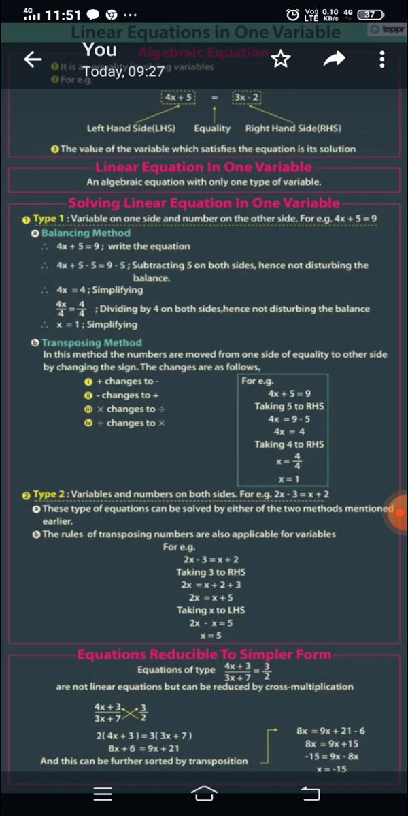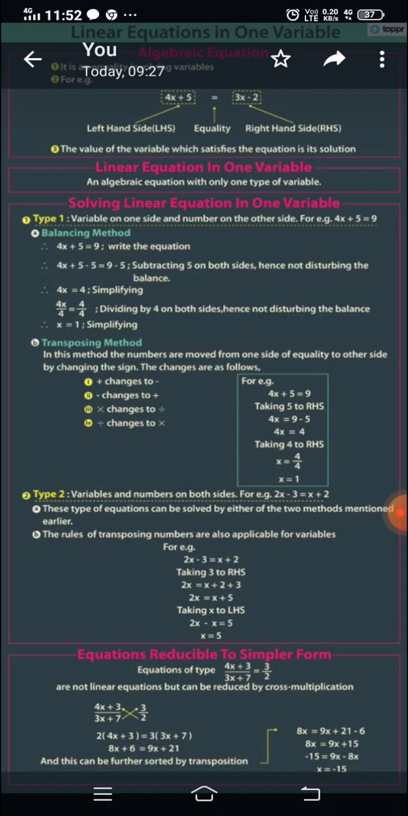Now we have another method, which is called the transposing method of type 1. In this method the numbers are moved from one side of the equality to the other side by changing the sign. The changes are as follows: plus sign changes to minus, minus sign changes to plus, multiply sign changes to divide and divide sign changes to multiply.